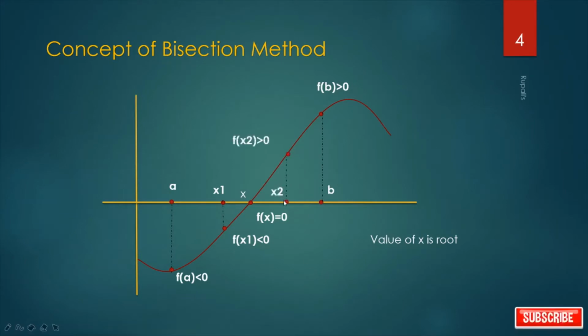So this is x2. But if the opposite case occurs, meaning if f(x1) is greater than 0, then the root lies between a and x1 and the second approximate root is given by x2 = (a + x1)/2. But in our case, in this figure, x2 = (x1 + b)/2. Now again you have to check the sign of f(x2) and repeat the same procedure again and again until the required accuracy of the root is reached.